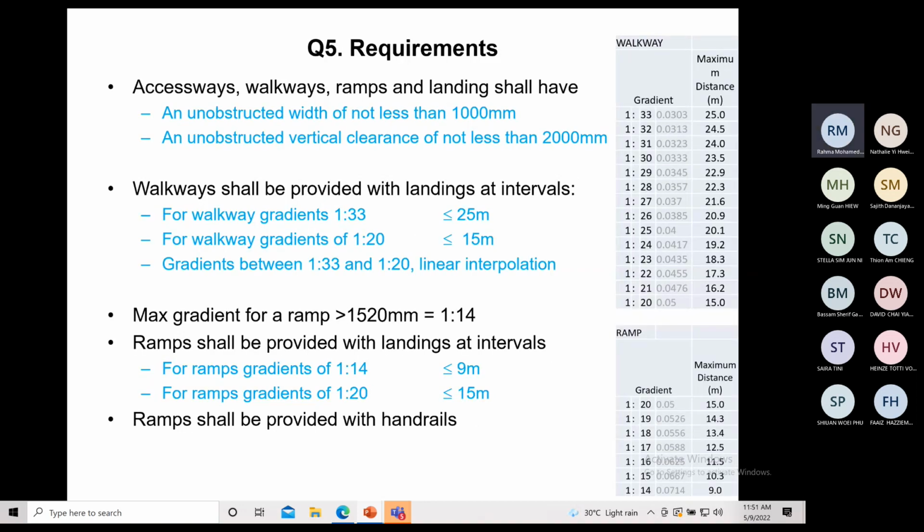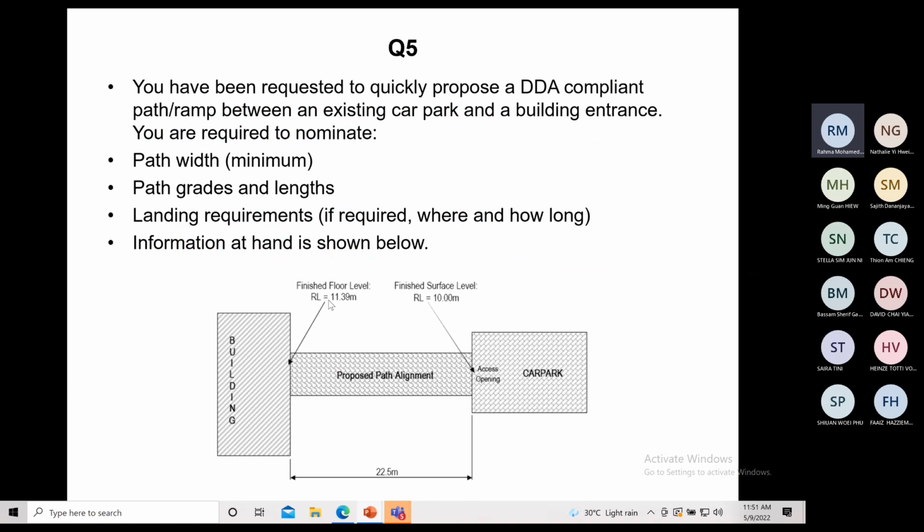what you can do to start, you all know the difference between your building and your car park. So get the difference here so that you know your vertical distance. When you minus 11.39 and 10, you'll get 1.39. That is your vertical distance. Also, you have your horizontal distance already. So calculate first to get the ratio. Then after getting the ratio, start designing from there.